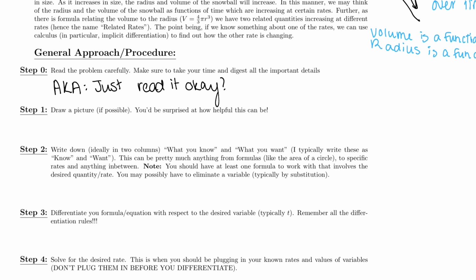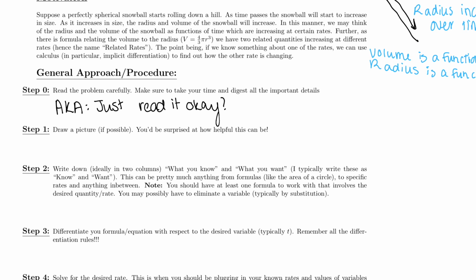First step, after you've read the problem, draw a picture, if possible. Not all the problems have pictures you can draw, but if possible, draw yourself a picture. You'd be surprised at how helpful those pictures can be. You don't have to be an artist. I'm not an artist, all right? You just have to be able to draw diagrams. Making a diagram, even if you find out that your diagram is wrong, helps a lot. Just read what you have and then try to draw a diagram of what's happening.